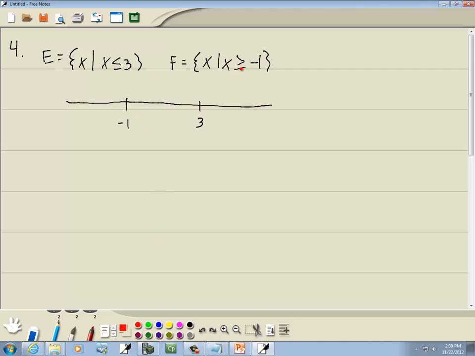Well, let's start with this one. x is greater than or equal to negative 1. Equal to part on that makes it a bracket. Greater than means shade to the right. Which looks like that. Another one is x is less than or equal to 3. The equal to part means there's a bracket on here. And less than means I shade this way.